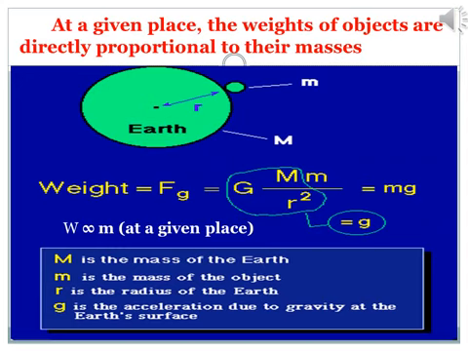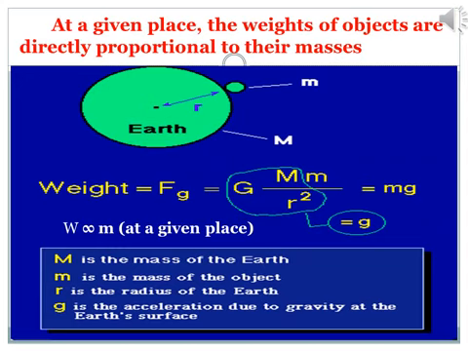Let us consider an object of mass small m located on the surface of the earth of mass capital M and radius small r. Let g be its acceleration due to gravity at the earth's surface. Then weight of the object Fg is equal to G M m divided by r square, which is equal to mg.